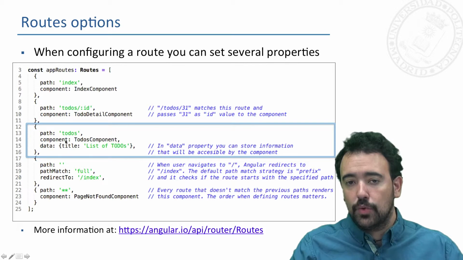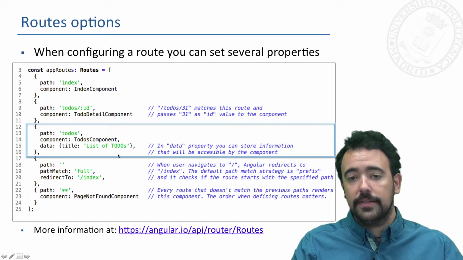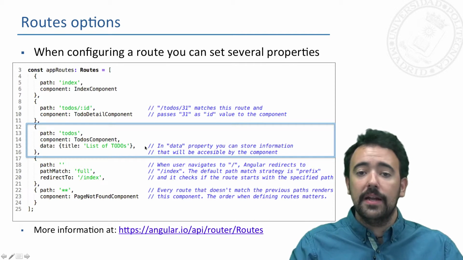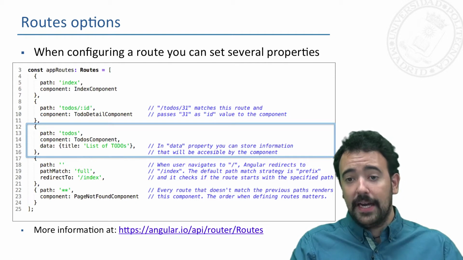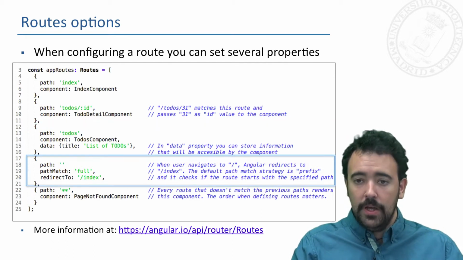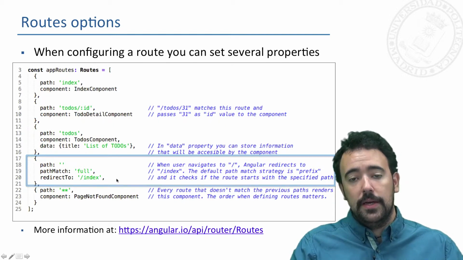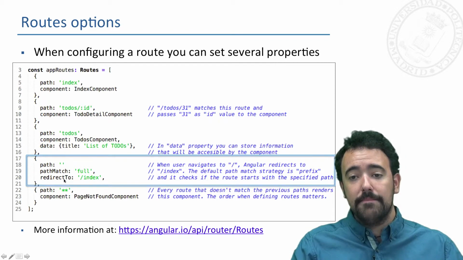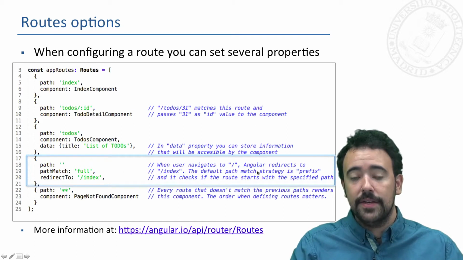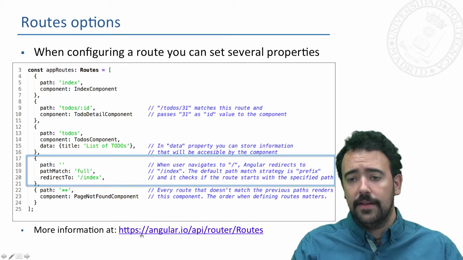We can also pass custom information to the component using the data parameter. So here in the data parameter we can set any information, and this information will be also available in the component, as we will see later. Of course, we can use redirections using the redirectTo parameter of the router configuration, and we can also manage the matching strategy we want to use, as you can check in detail in the Angular documentation.